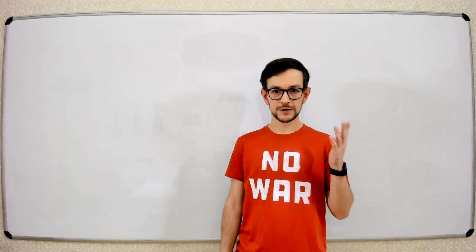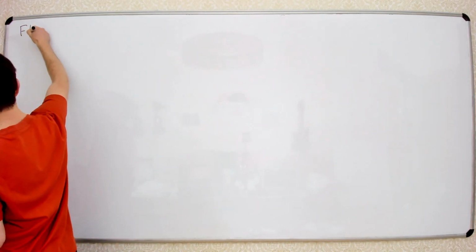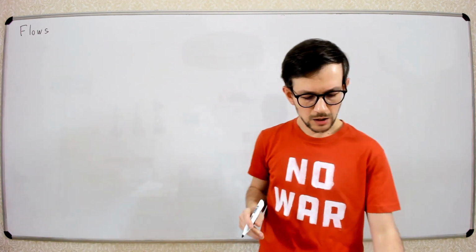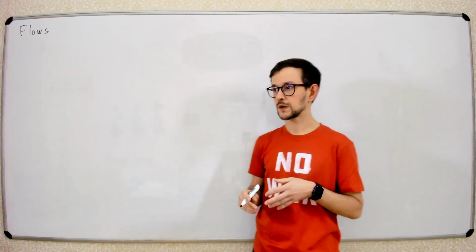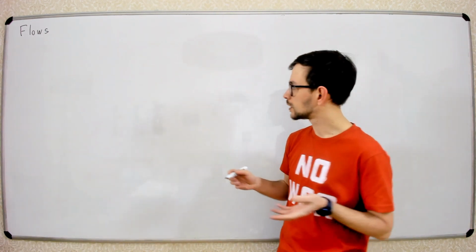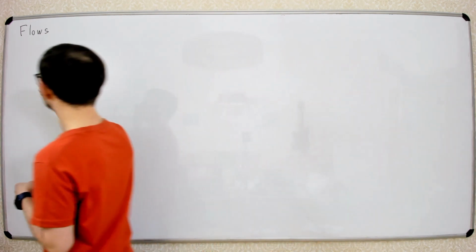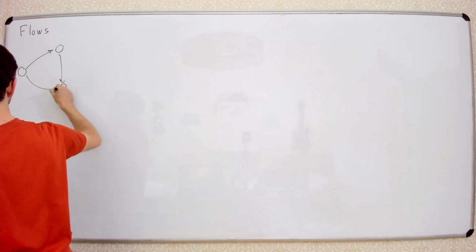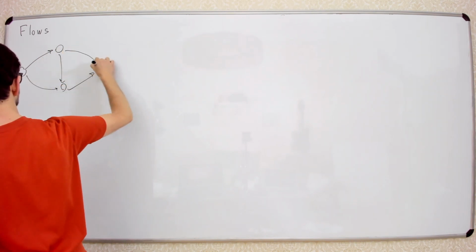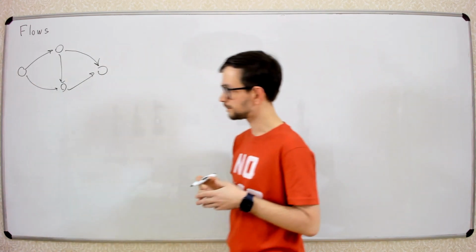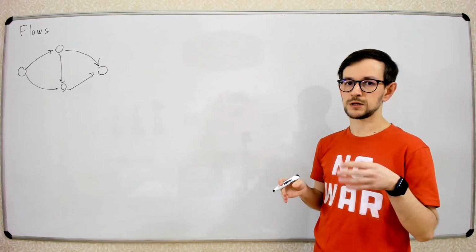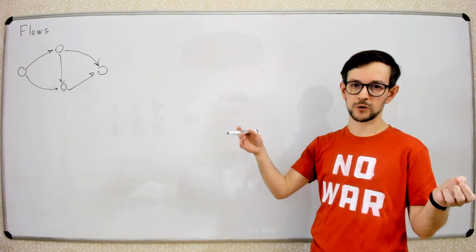So today we'll talk about network flows. What is a network flow problem? You have a graph. Let's say some directed graph. Something like that. And you have, let's say, some liquid. And this liquid is flowing from one point to another point of this graph.